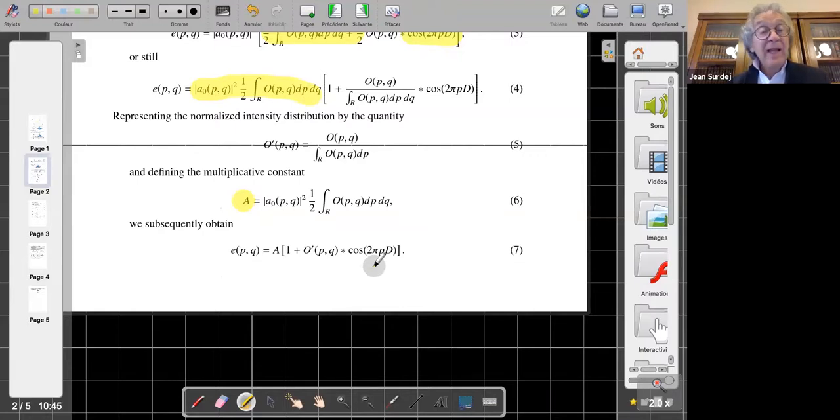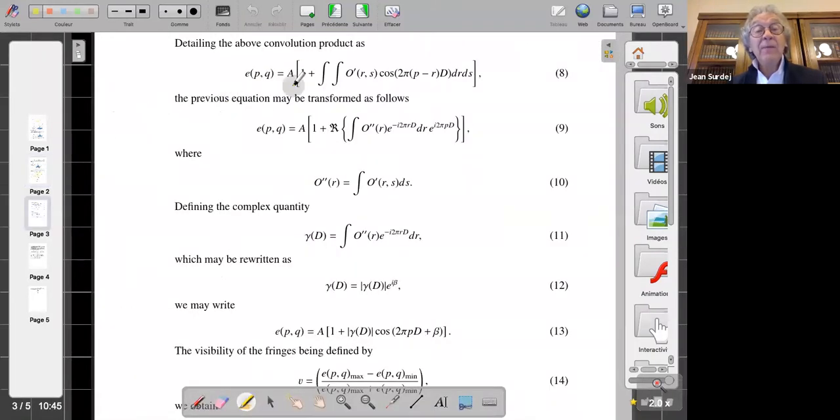And now, in the next slide, we shall detail this convolution product. So we will represent it as a double integration on some of the variables. So we jump to page 3, and you see here the convolution product that you have seen before, which has been detailed. It's a double integration of the normalized surface intensity multiplied by this cosine term, and we integrate here in the variables r and s.